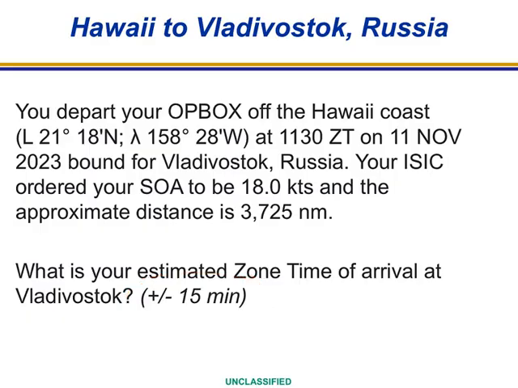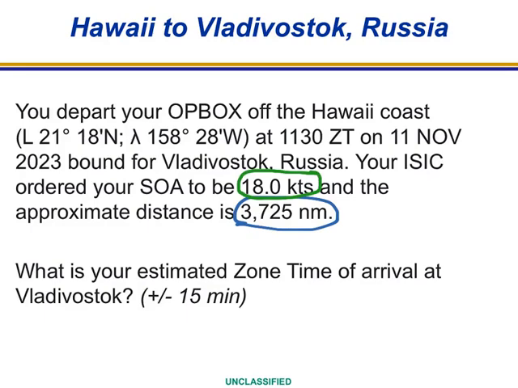So from this information, we can pull a few things. First off, for time, speed, distance, if we have 2 of the 3 of those, time, speed, or distance, then we can solve for the third. So based off of this information, we have everything we need to solve this problem. We have the distance, 3,725 nautical miles. We also have the speed, 18 knots is our SOA.